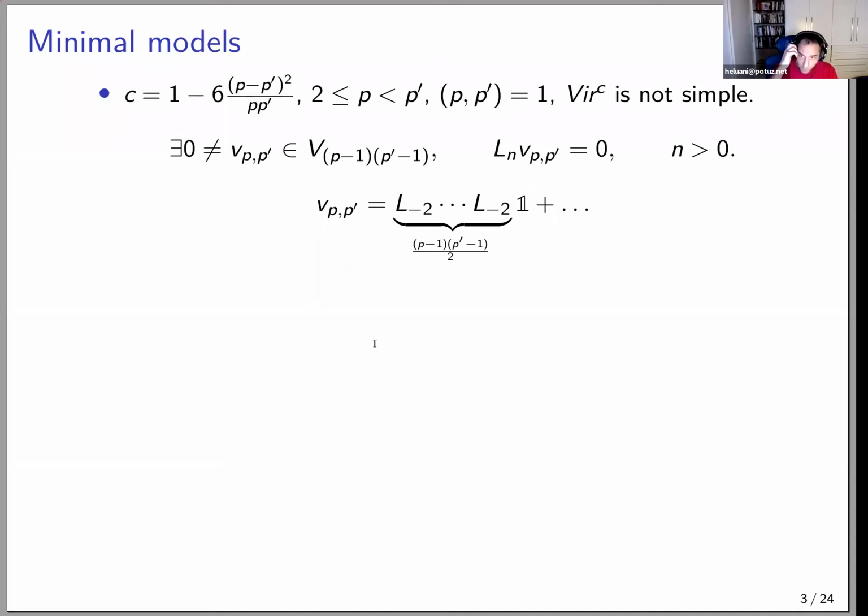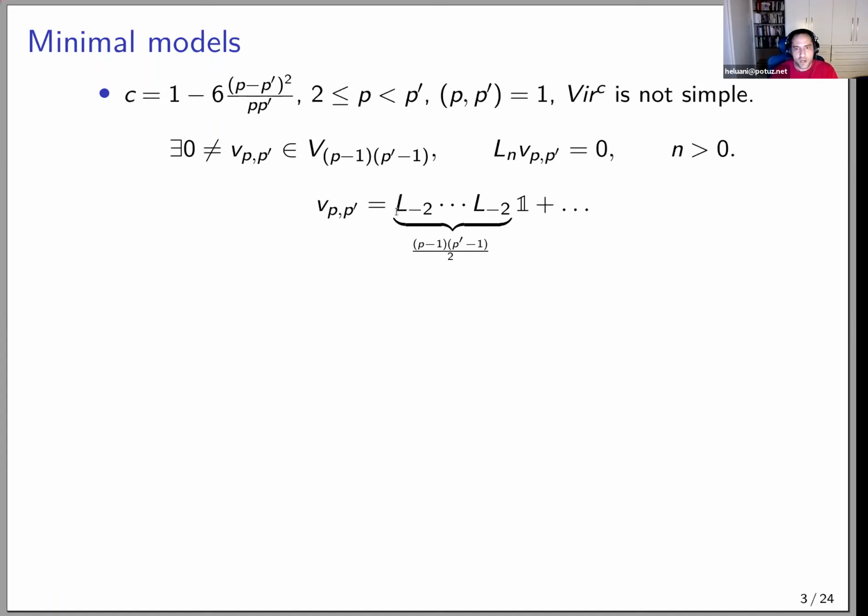Those modules are almost never simple. Well, actually, no, those modules are almost always simple. But if the central charge happens to be rational of this form, for two coprime numbers p and p prime, this module is not simple, and it has one vector at a particular energy, the product of p minus 1 times p prime minus 1, that gets killed by every generator L_n with positive n.